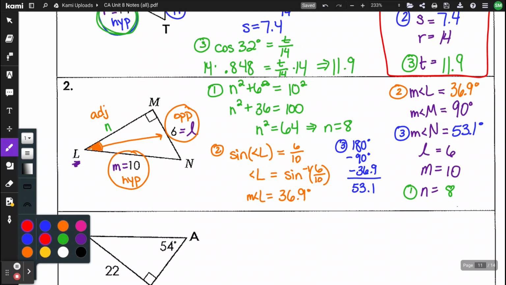Now, once again, we have all elements figured out of our triangle, so we have solved the right triangle. Okay, let's try one more. Let's try number 3, just to make sure we got it.